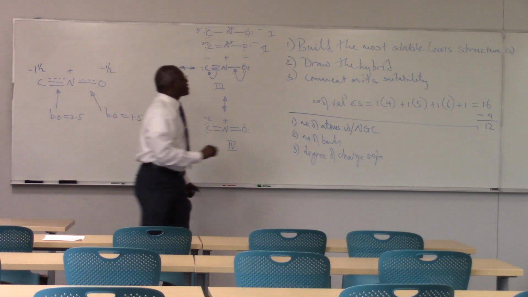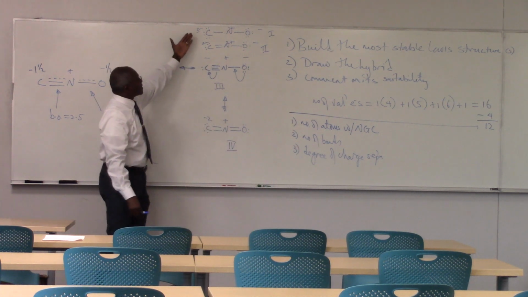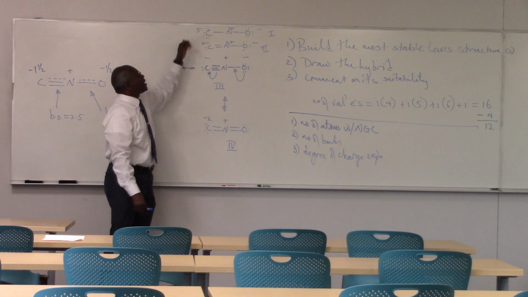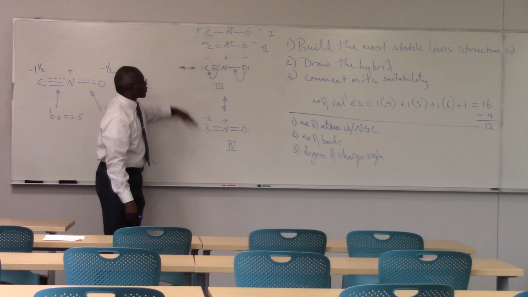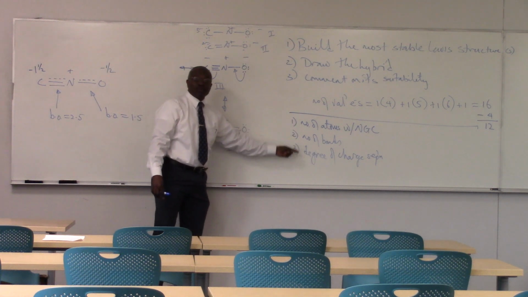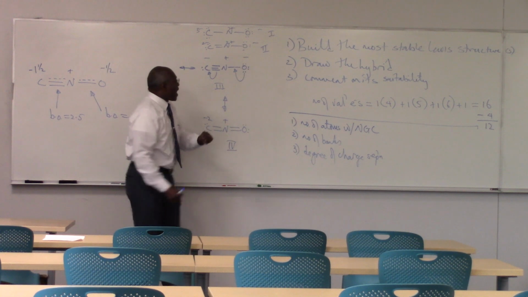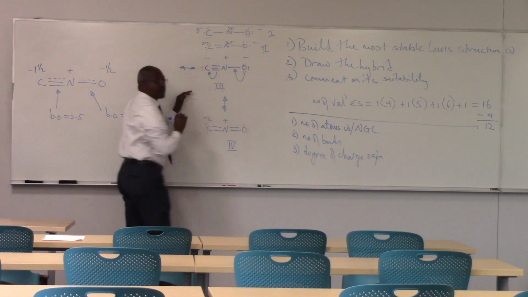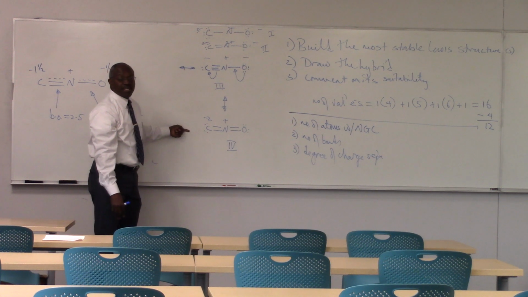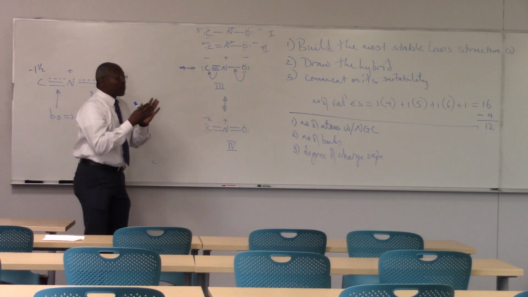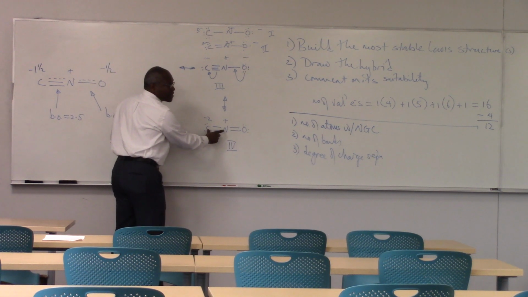So question 1 was, build the most stable Lewis structures. I started with a species, moved the electrons as appropriate, and ended up with these two structures that were the most stable, as measured by these parameters. Check 1. Draw the hybrid. I am going to ignore the others, which are not particularly stable, and use the two most stable ones in this case to draw the hybrid. And all I'm doing is taking an average of the bond orders and the charges.